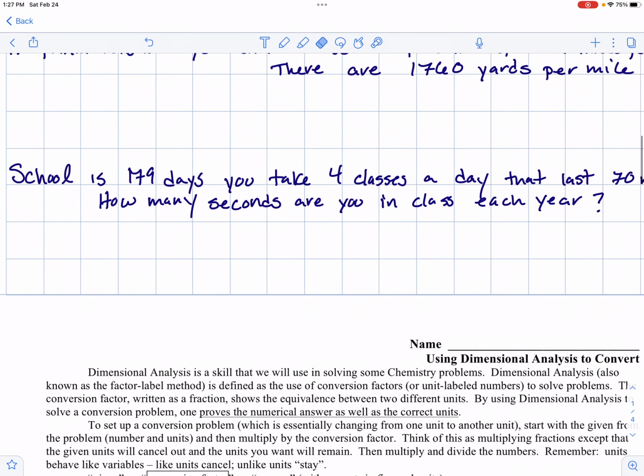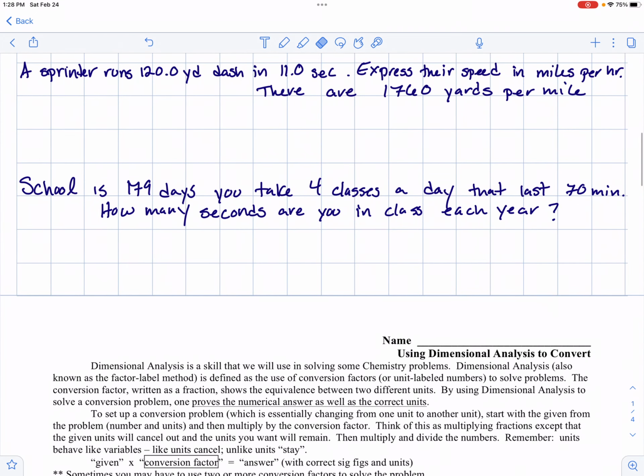All right, so school is 179 days, and you take 4 classes a day that last 70 minutes each. How many seconds are you in class each year? So basically it's asking you how many seconds you're in class each year. So let's go ahead and start that off. I know that my starting number is 179 days. That's how many days you're in school. And I want to know more about your classes.